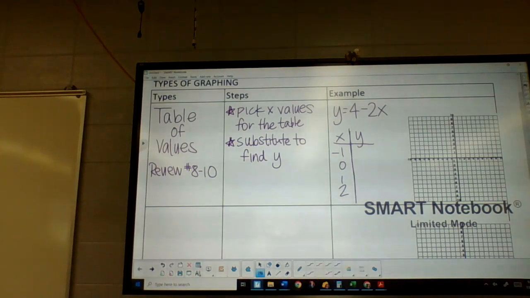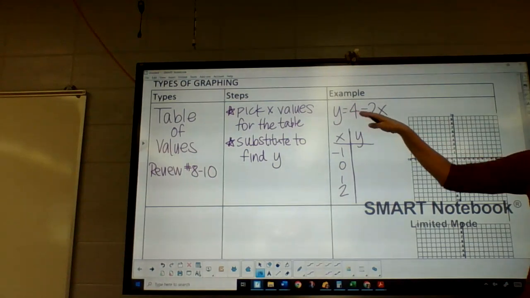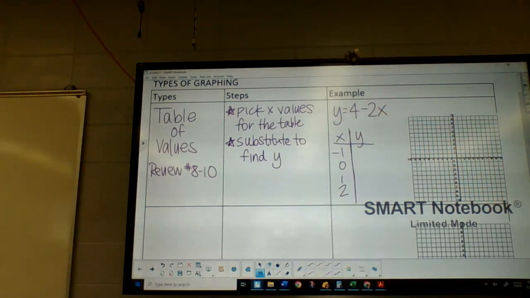Our y values. Notice in your equation, it's 4 minus 2 times x. They don't write the times, they assume you know it's there. So if you're putting that in your calculator, you have to know that. And we're going to substitute that in for each of these.